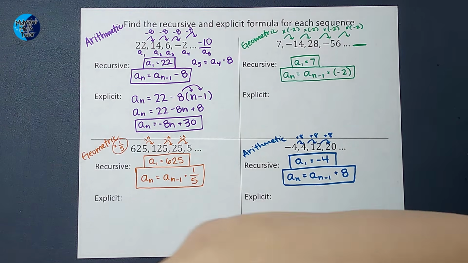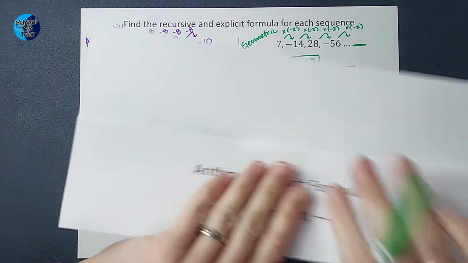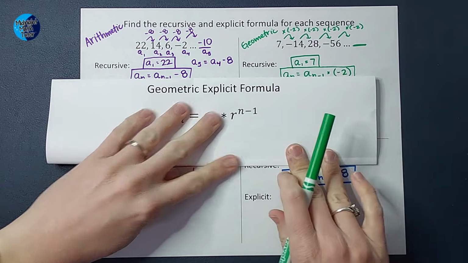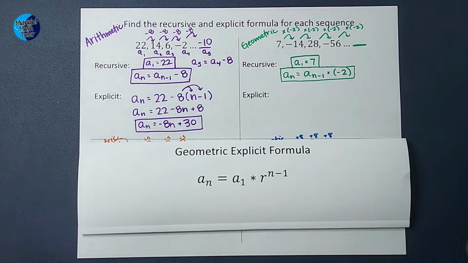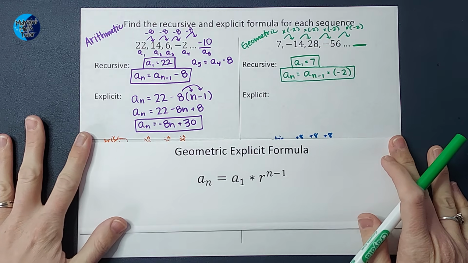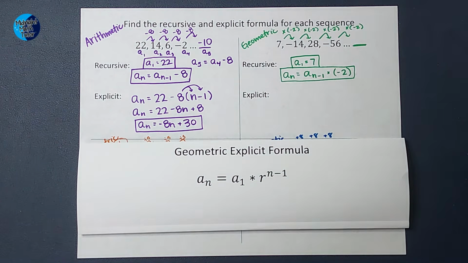So here is, hold on, pretend this is smooth. Oh gosh. Here is our geometric explicit formula. But remember, we don't want to just memorize it. We want to know why we're doing what we're doing. So let's talk about it.